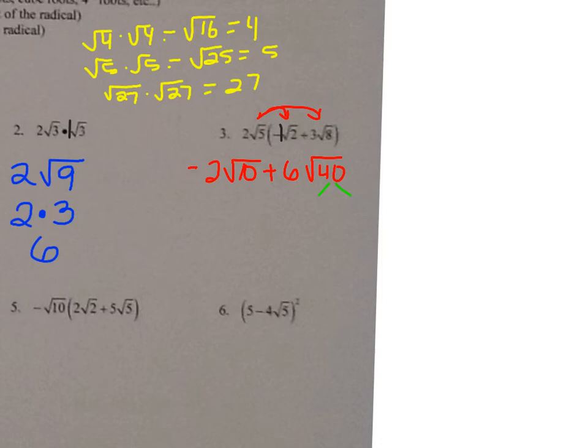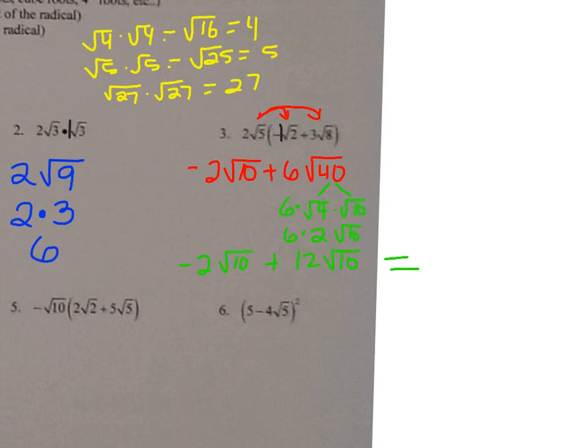All right, so what perfect square goes into 40? That is 4 times 10. So we have 6 times 2, that's the square root of 4. So that's 12, the square root of 10. Bring down the negative 2, the square root of 10. So we have negative 2, the square root of 10, plus 12, the square root of 10.